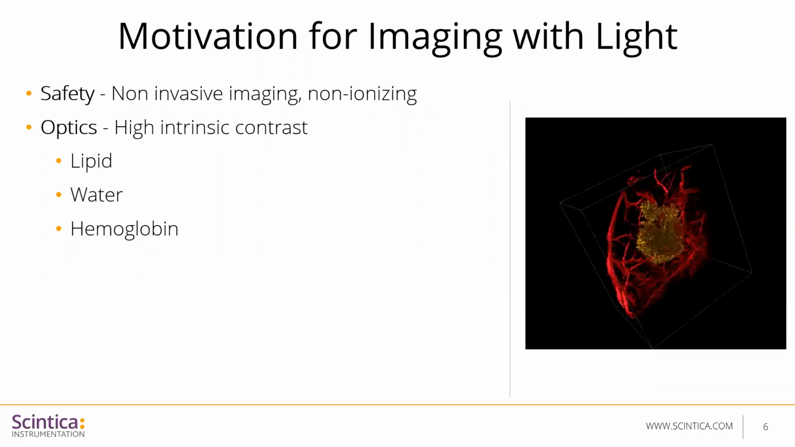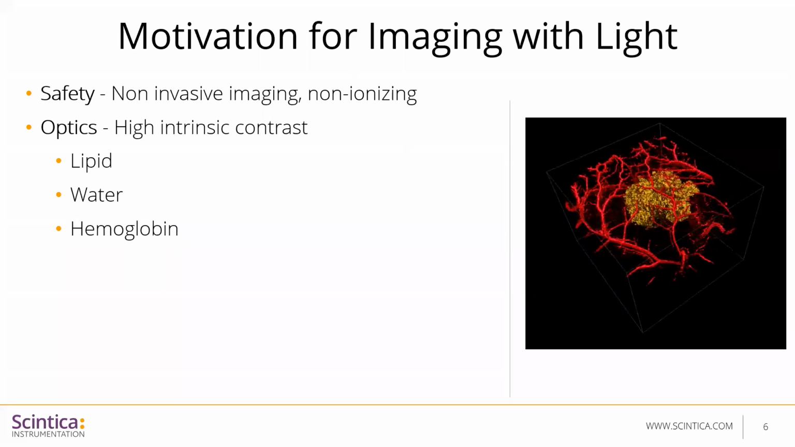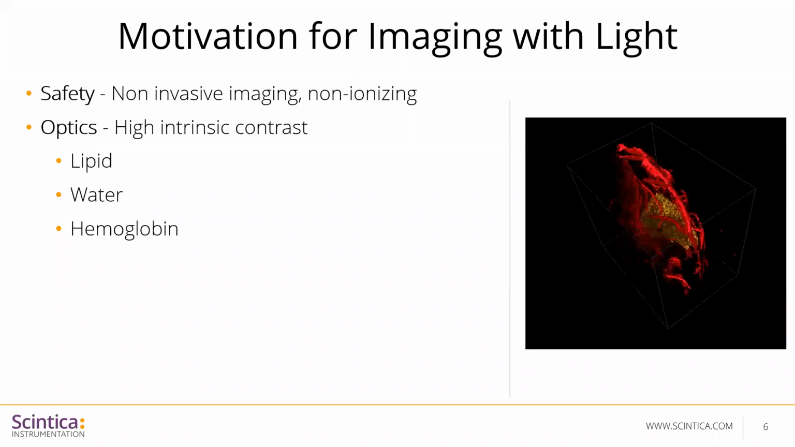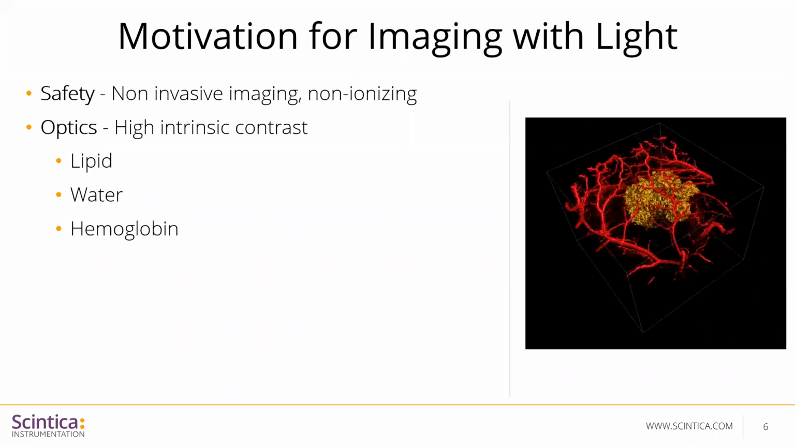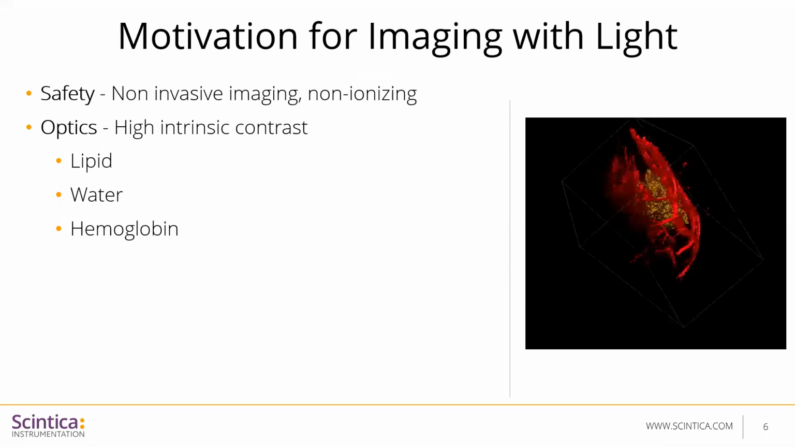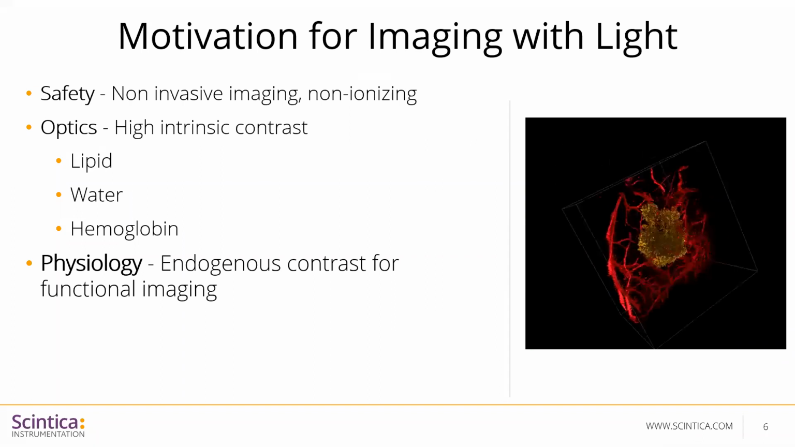The second thing is the optics. Using light, we get high intrinsic contrast. There could be endogenous contrast, for example, lipid, water, and hemoglobin that is found in our body can act as a source of contrast. And this helps us with functional imaging.